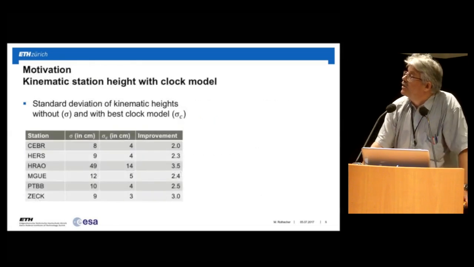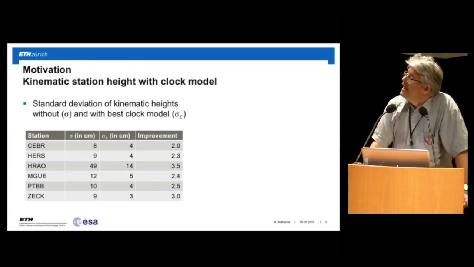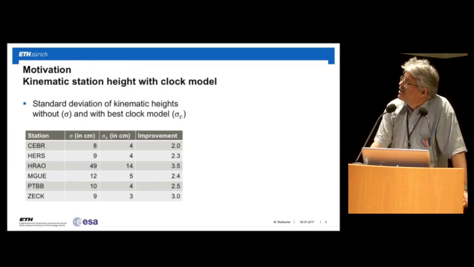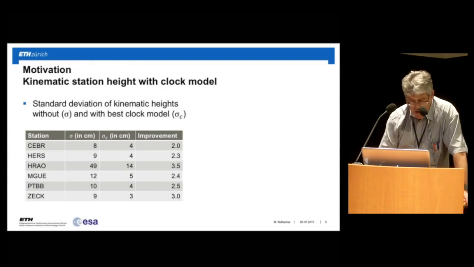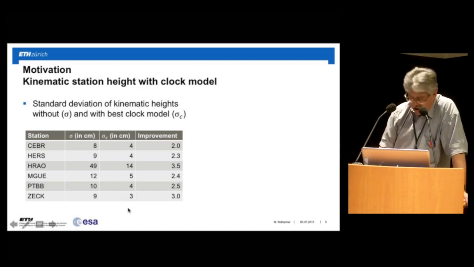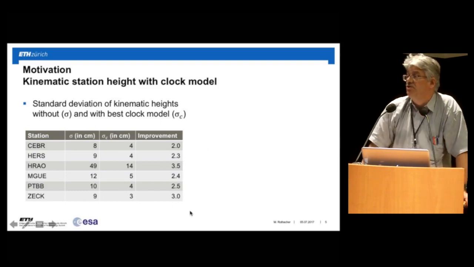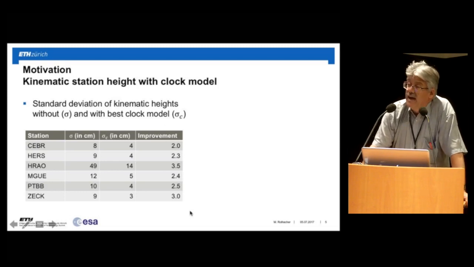Yeah, when we now look first at kinematic heights, so this is all about kinematic heights and troposphere, we can see some of the results here with and without a clock model. You see them here without the clock model, and about 4 centimeters accuracy or precision if we have the clock models. This is well known. We have an improvement factor of about 2 to 3 in the kinematic heights due to breaking the correlations with the clock.